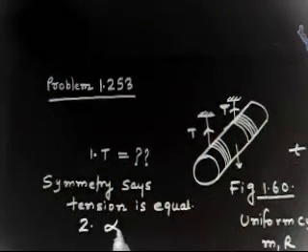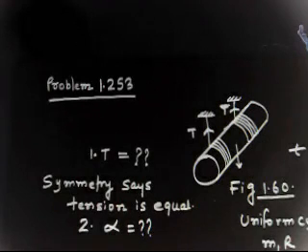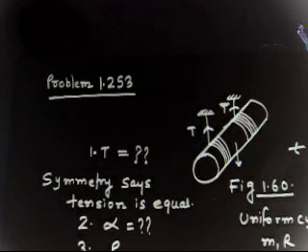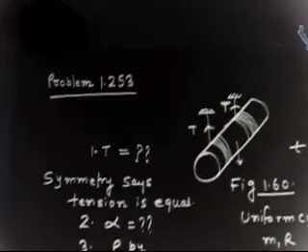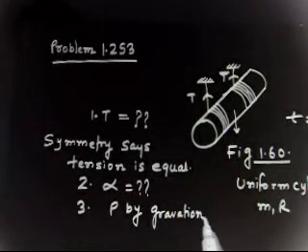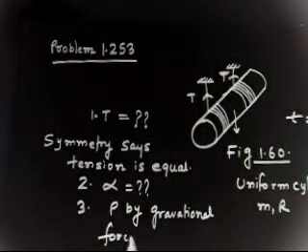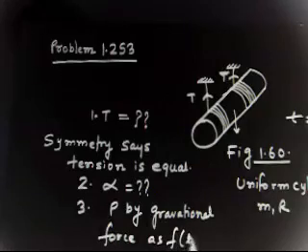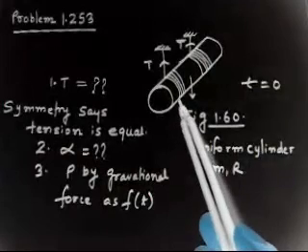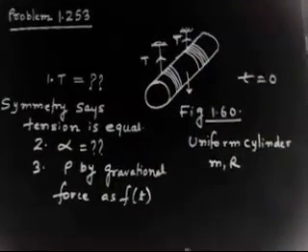Next thing you have to find is what is the alpha. And part 3, what is the time dependence of the instantaneous power developed by the gravitational force? So power developed by gravitational force as a function of time. This can also be done. So let us say now this cylinder will go down.